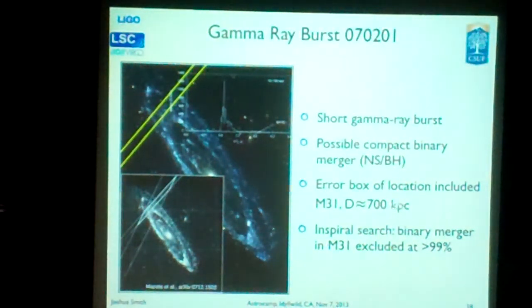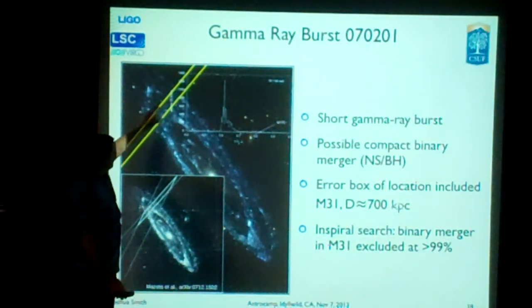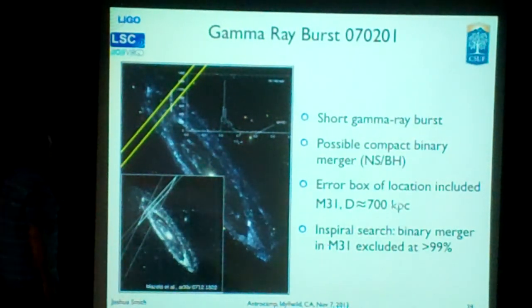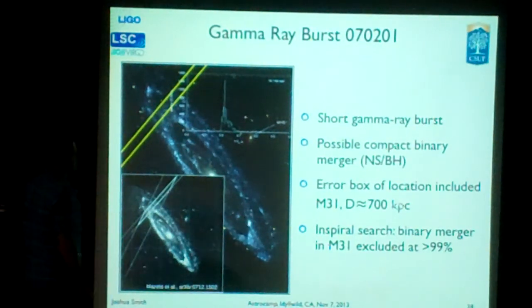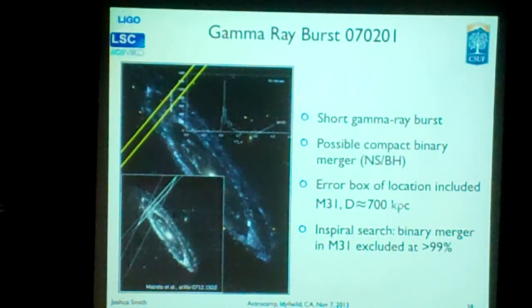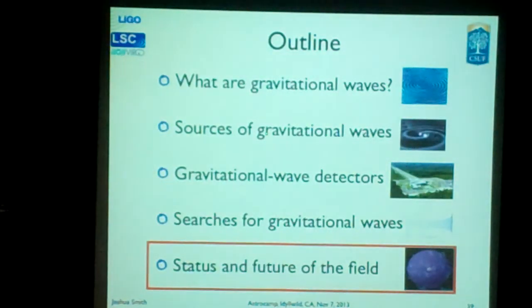So there happened to be one in 2007 whose position coincided with the Andromeda galaxy, which is only about 700 kiloparsecs away. So we ran a search looking for binary neutron star inspirals at this point, and at the time of the observed burst. And we didn't see anything. We excluded at greater than 99% level that there could be a binary merger system in that galaxy. And so this led to some other astrophysics and some other propositions for what that could be. But it wasn't a binary neutron star merger, which is too bad, because otherwise we should have been able to see it.